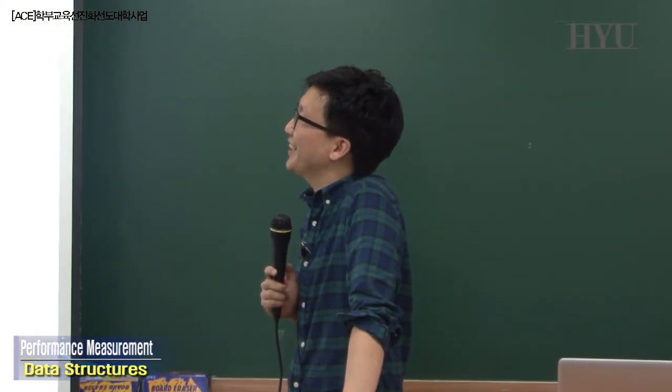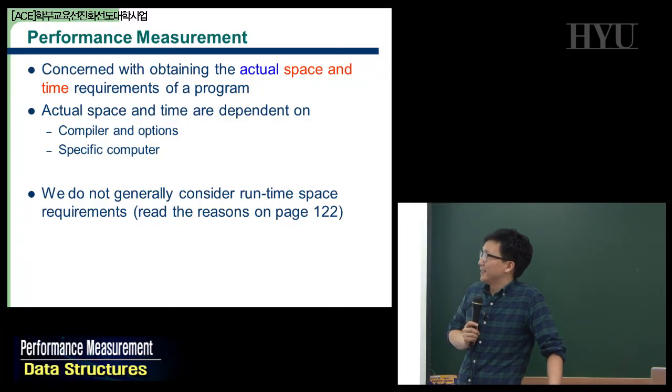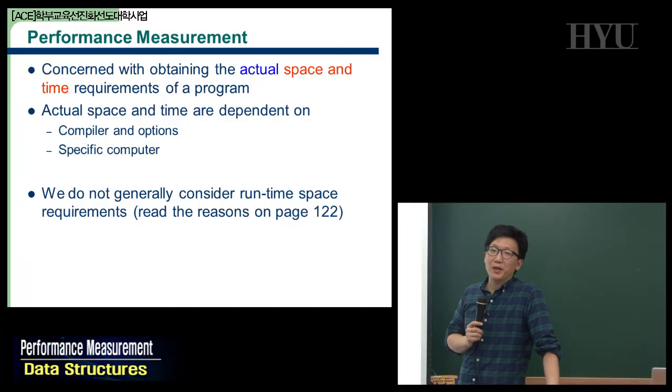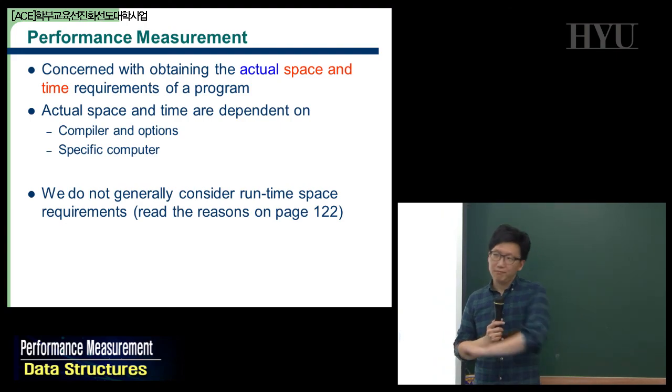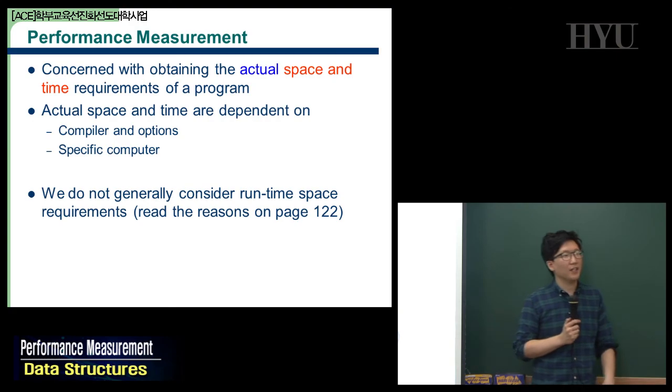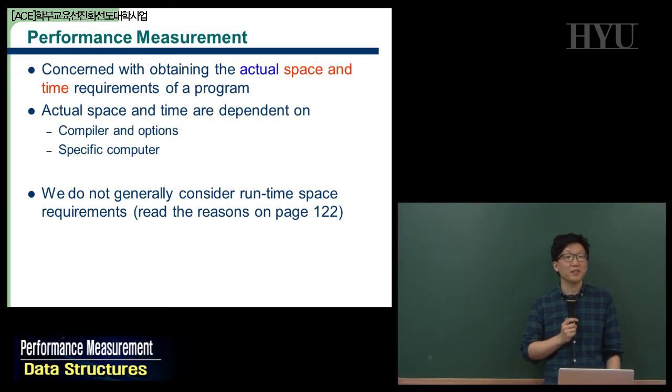Concerned with obtaining the actual space and time requirements of a program. You actually run something in your program and try to measure how long it takes. Have you ever done that outside of this course? I'd like to know, I wrote my assignment, I'd like to know how long it takes. What might be the dumbest way of telling how fast your program is, your assignment, for example?